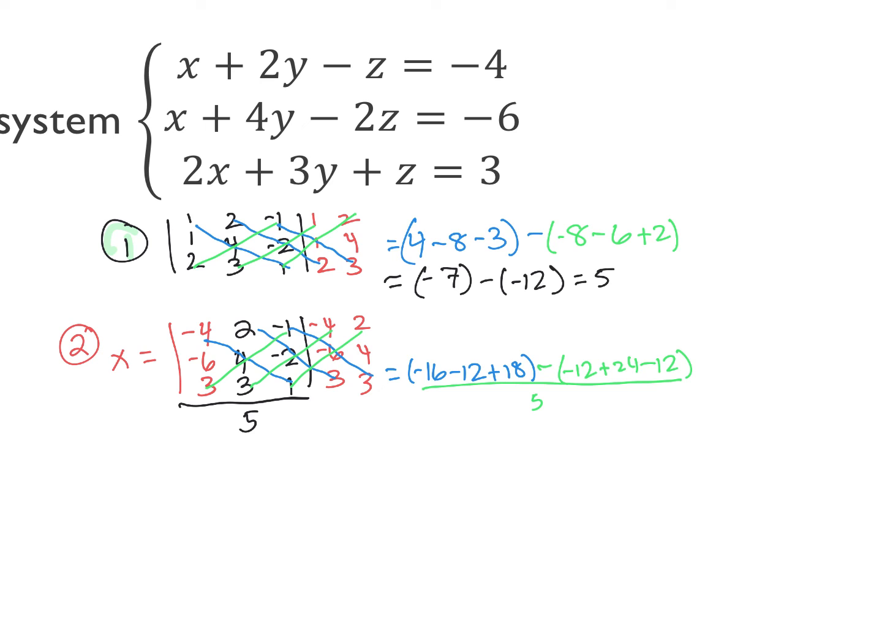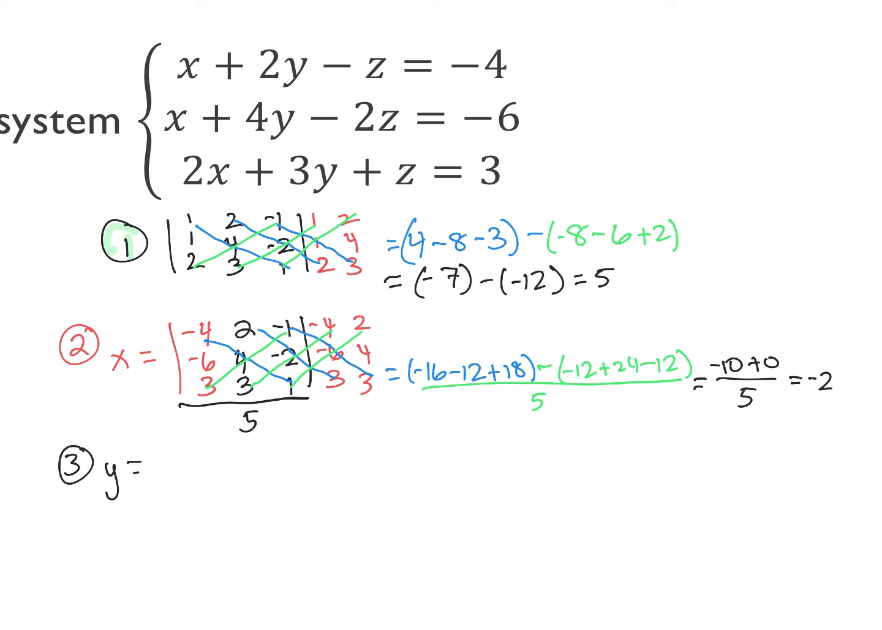Okay, so all you have left to do is to clean it up. -28 plus 18 is -10. Plus 0 over 5, this would be -2. Now we're going to find Y.